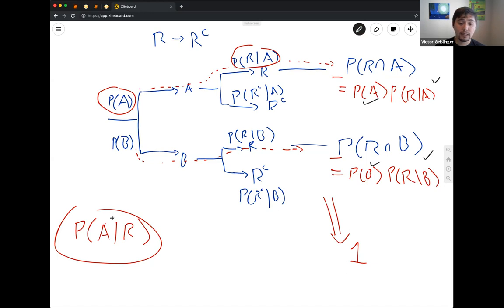Now we still wanted to get this guy right here. If we write this in more formal terms, it's basically saying P of R and A happening over all the possible paths, which is P of R and A plus P of R and B.